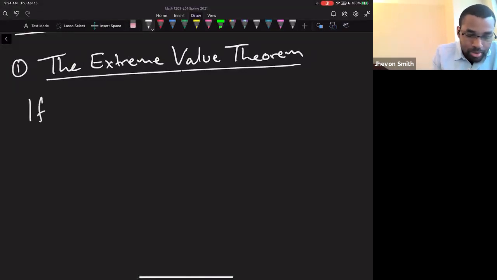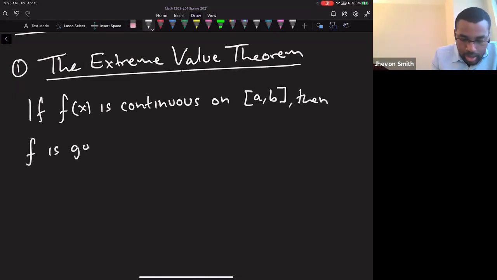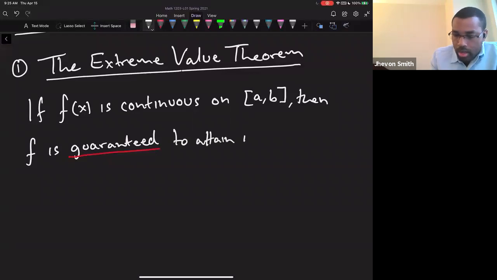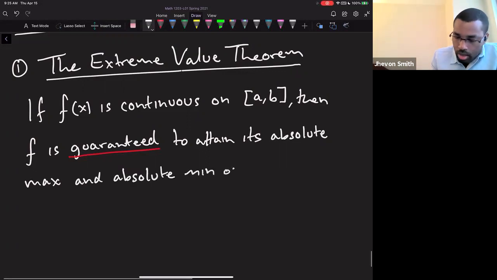So what this says is, if f of x is continuous on [a, b], then f is guaranteed to attain its absolute max and absolute min on [a, b].